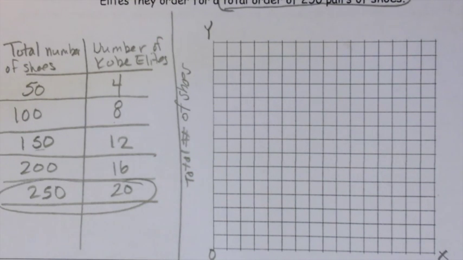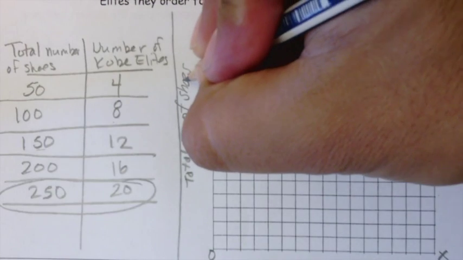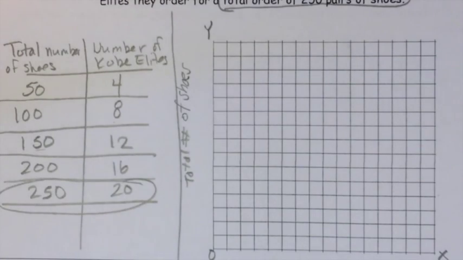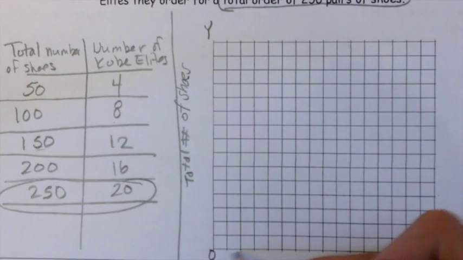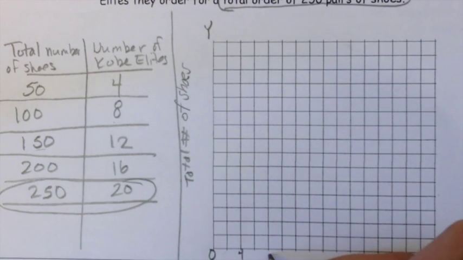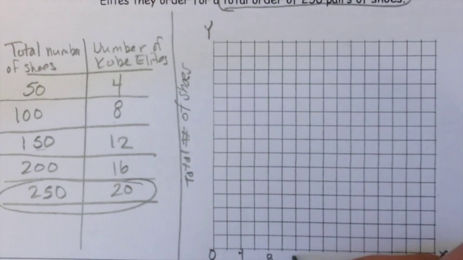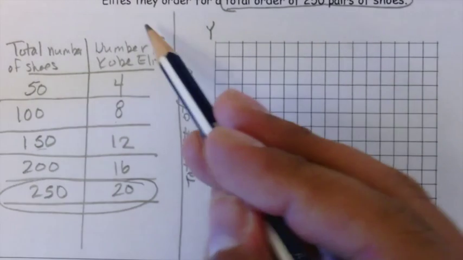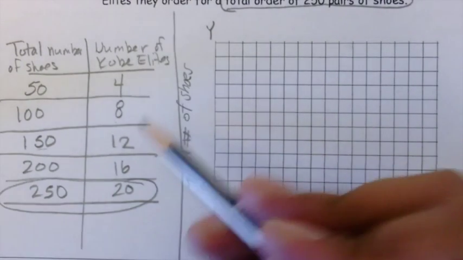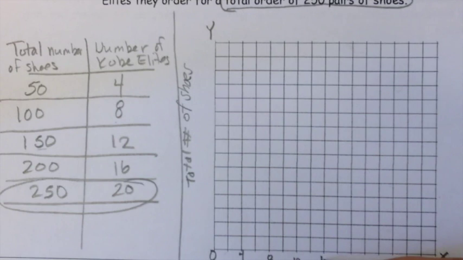Where? Total number of shoes. Sorry, I closed my E. Now, here's a nice thing. I want you guys to count by 4. 4, 8, 12. Where am I getting my numbers from? Am I getting it from this side? Number 16 and 20.